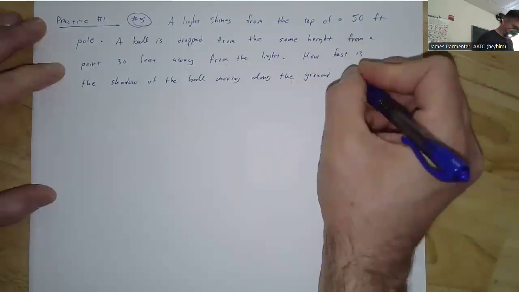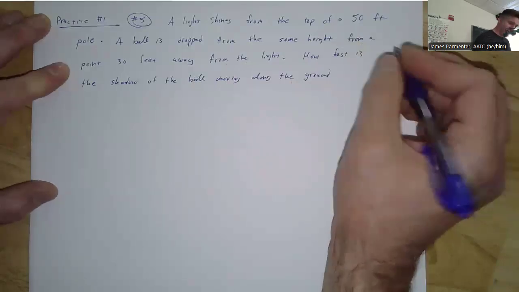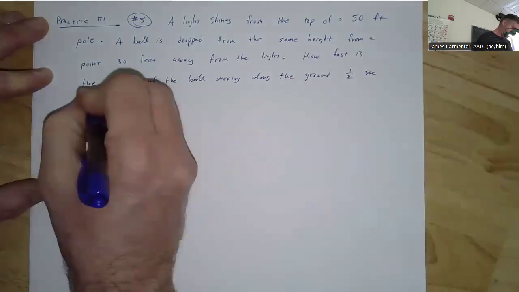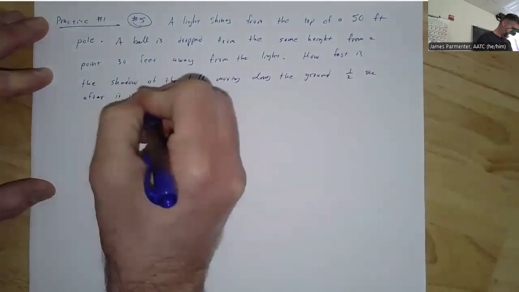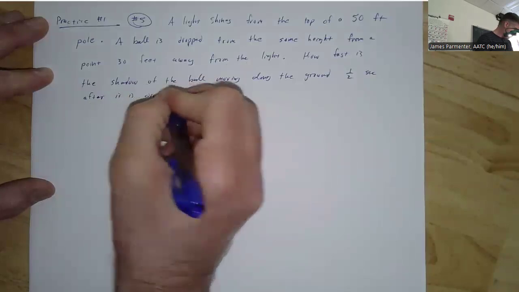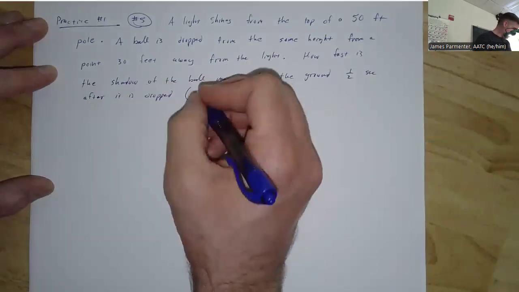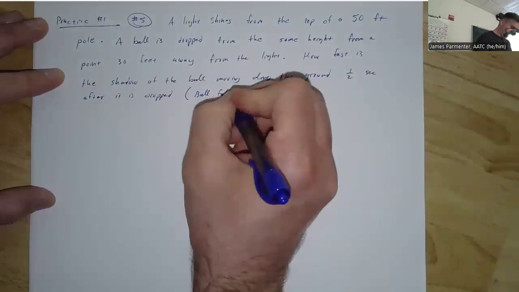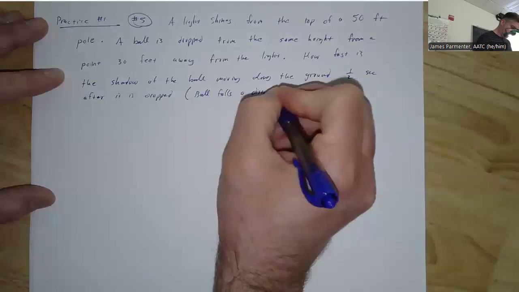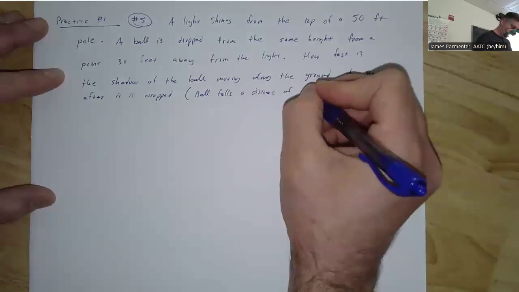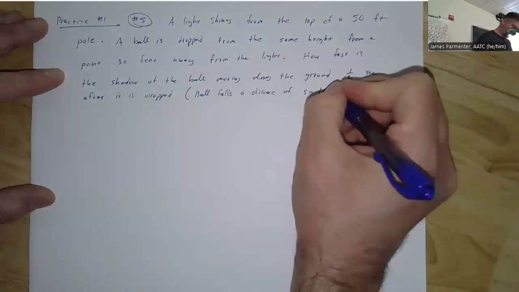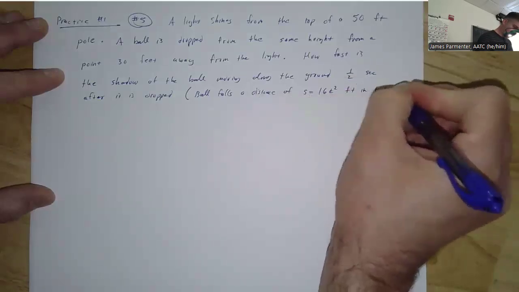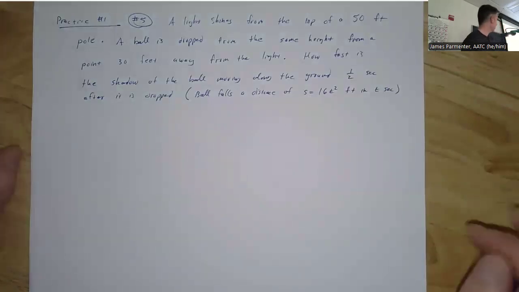1/2 a second. Oh wow, this problem's got a lot going on. 1/2 a second after we drop it. And then they tell you to assume the ball falls a distance of s equal to 16 t squared feet in t seconds. Or its displacement is 16 times t squared.